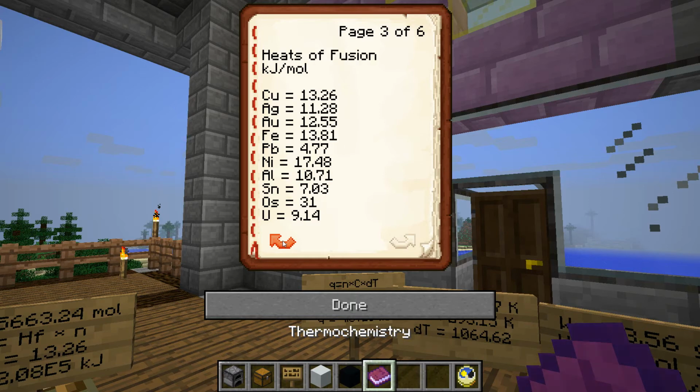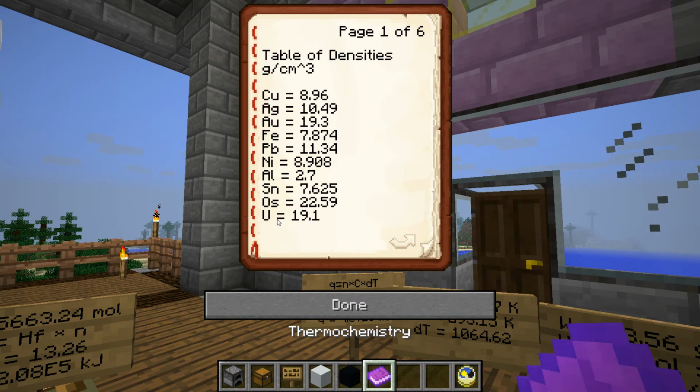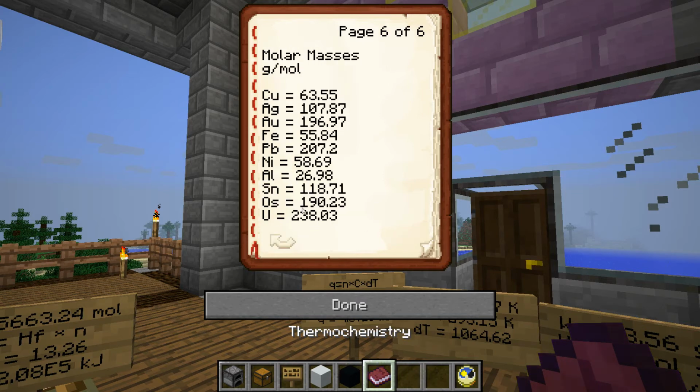And the thing that's going to be hardest to melt, well, the heat of fusion, again, that osmium at 31, way outclasses anything else here. And its density is going to be really high. There's its density. Its molar mass, here's its molar mass, it's not actually as high as uranium. So osmium and uranium could give each other a run for their money.